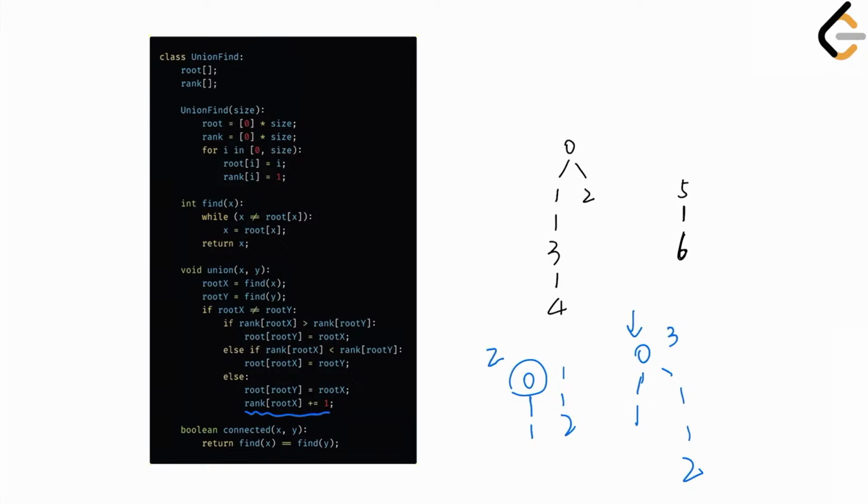And finally, the function to check connectivity between x and y is still the same. We still check whether the root nodes of x and y are the same. That's all for union by rank optimization in disjoint sets.